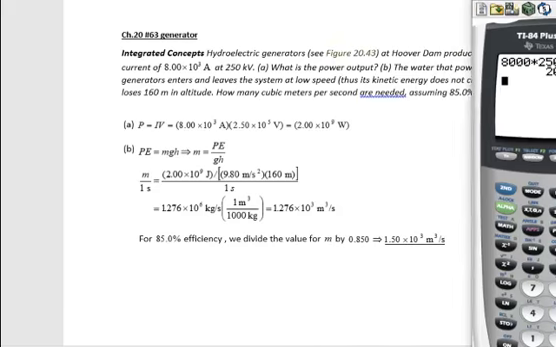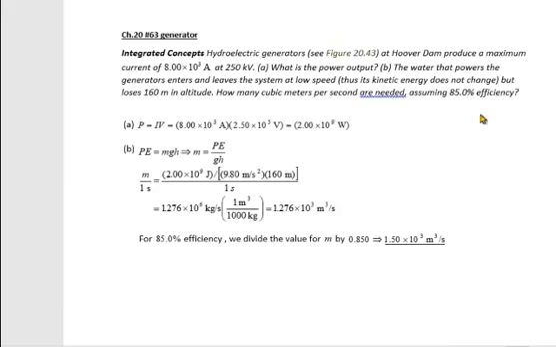Then the follow-up question is the water that powers the generators and so on, but loses 160 meters in altitude. How many cubic meters per second are needed, assuming 85% efficiency? Whoa, that sounds complicated, but they break it down for us.